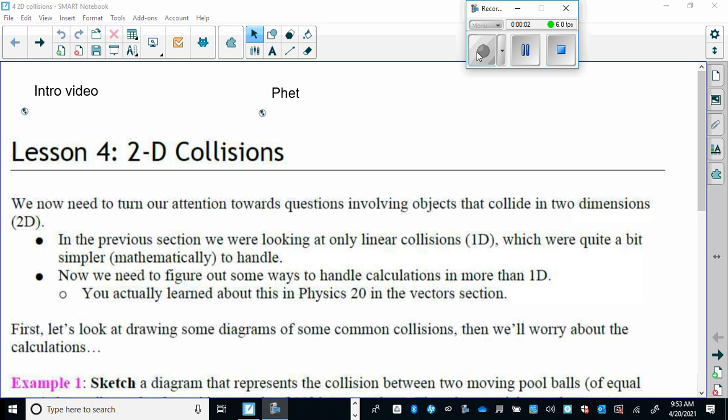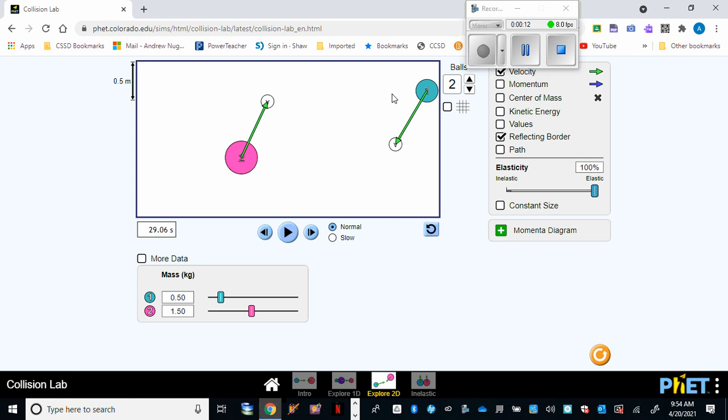Lesson 4 is two-dimensional collisions, and I'm quickly just going to play a little of this PhET demonstration, P-H-E-T. And here we have two balls of different masses, and they are going to hit each other, and the conservation of momentum is still key here. You can see that when the small one hits the large one, the small one usually increases in velocity.